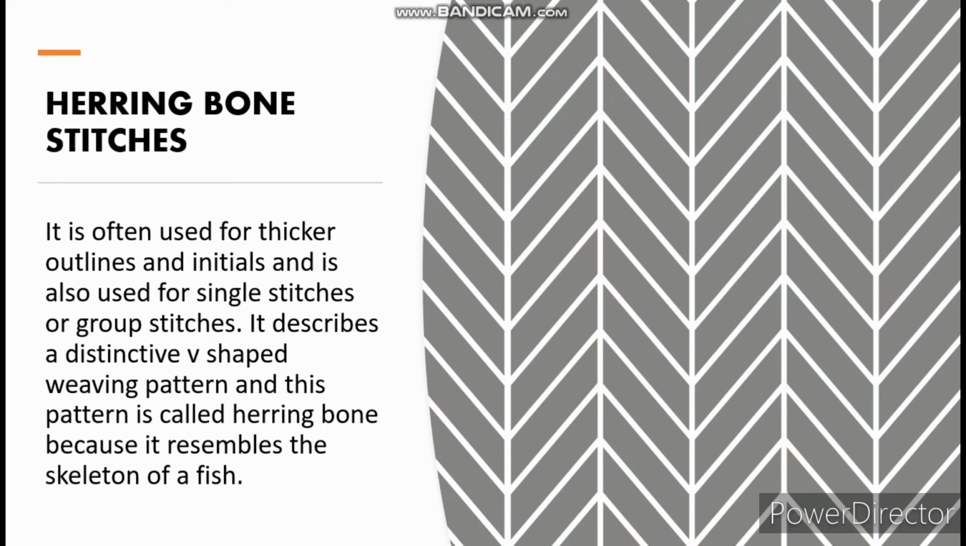You can see from the diagram a very distinct V shape weaving pattern, and this pattern is called herringbone. Why? Because it resembles the skeleton of a fish. Just look at it closely. That's why they call it herringbone stitches. When you look at the pattern, that distinct V shape resembles the skeleton of a fish.